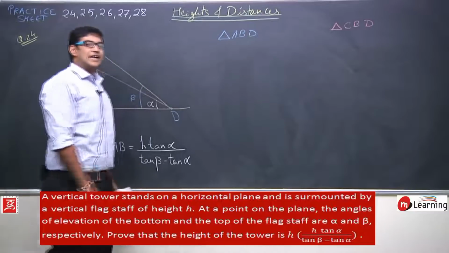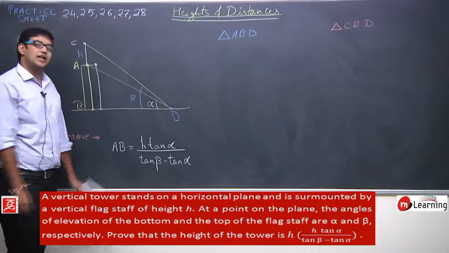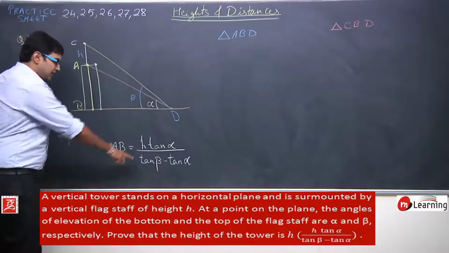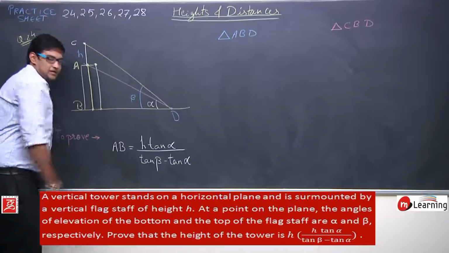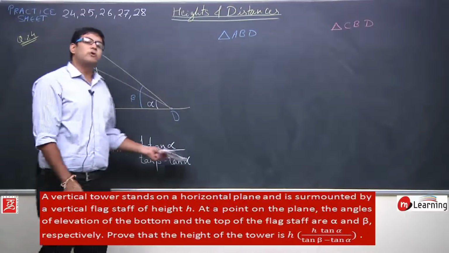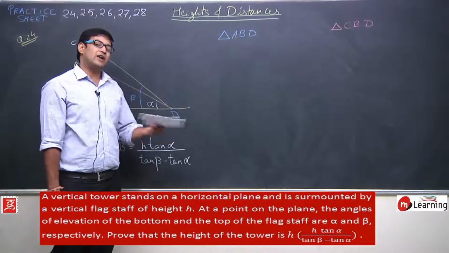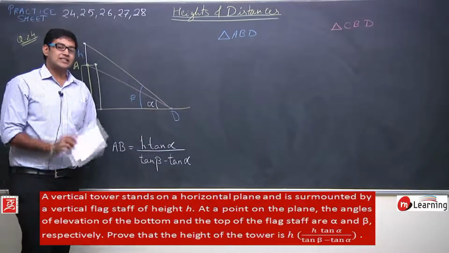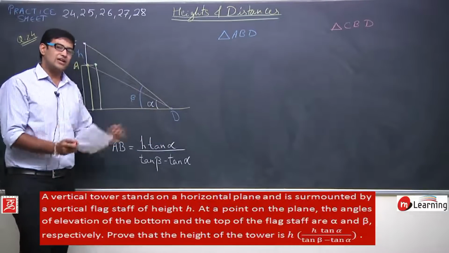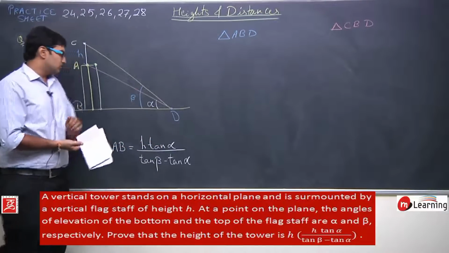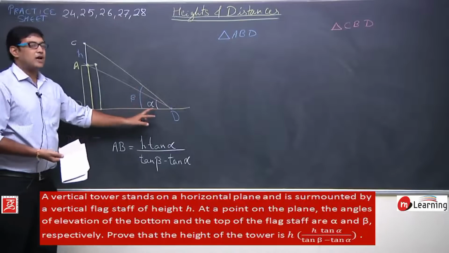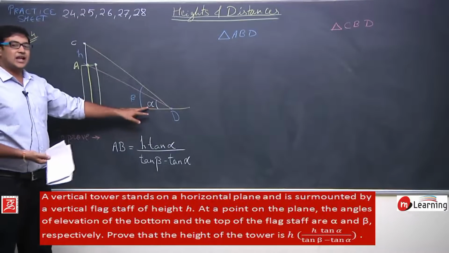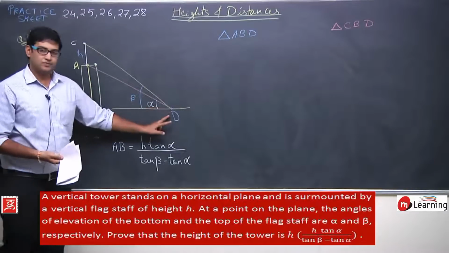So these are the two triangles that I can observe in this diagram. Now we need to determine tan alpha and tan beta, because our proof requires us to determine the value of tan alpha. It has tan alpha, not sin alpha, not cos alpha, only tan alpha. So if I talk about alpha, alpha lies in the triangle ABD.